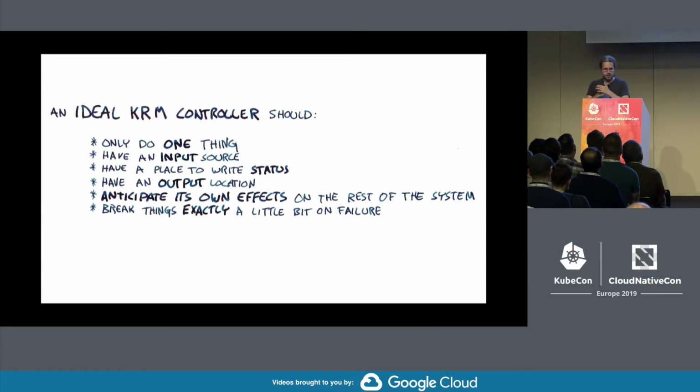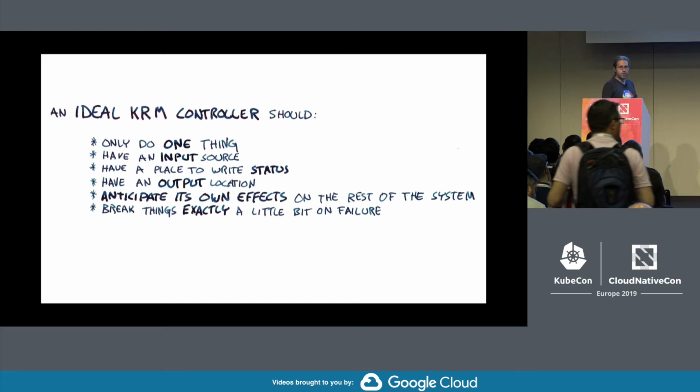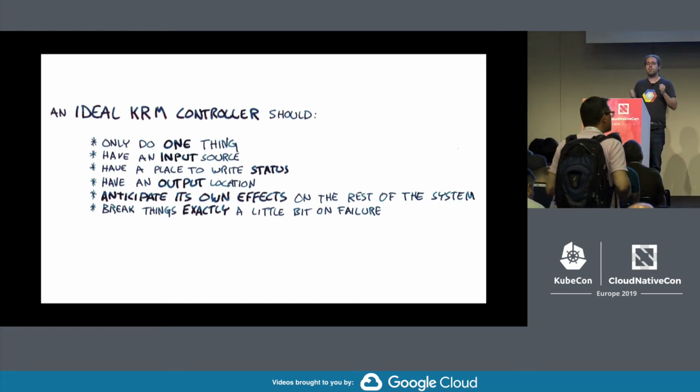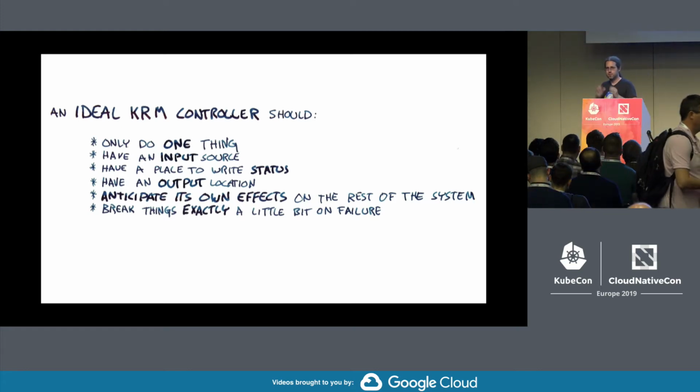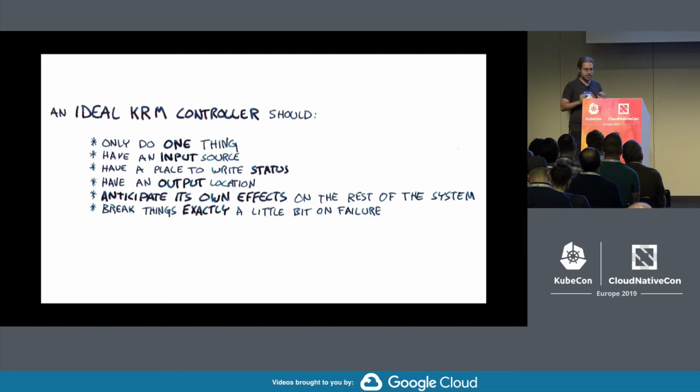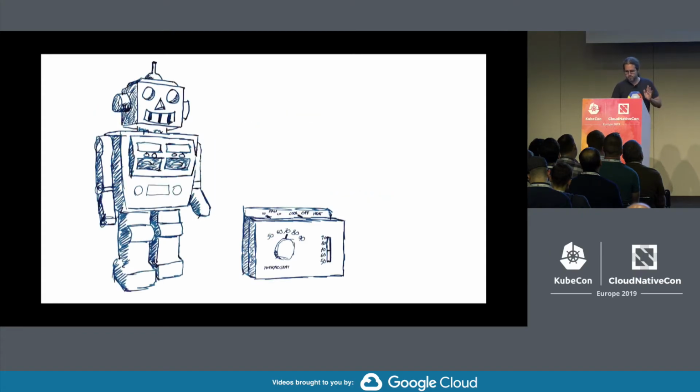And then the last two, I think, are maybe the least obvious and possibly the most important. The controller has to anticipate its own effects, like the effects of its own actions on the rest of the system. And when you are having a problem, break things a little bit. Don't break things a lot, just a little bit. And don't pretend things are not broken. So let's talk about those last two a little bit more.